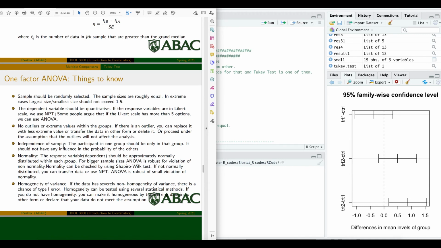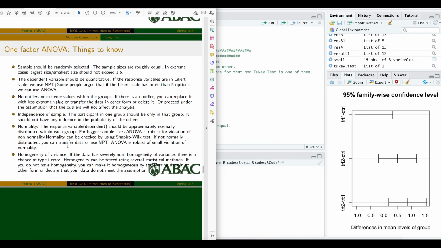Independence of samples: a participant in one group should only be in that group. It should not have any influence on the probability of the others, because one of the assumptions of ANOVA is that we are not doing the dependent sample, we are doing the independent sample. Normality: the response variable should be approximately normally distributed within each group. For bigger sample sizes, ANOVA is robust to violation of normality. Normality can be checked using the Shapiro-Wilk test. For non-normally distributed populations, you can transform the data or use the non-parametric test. ANOVA is robust to small violations of normality.